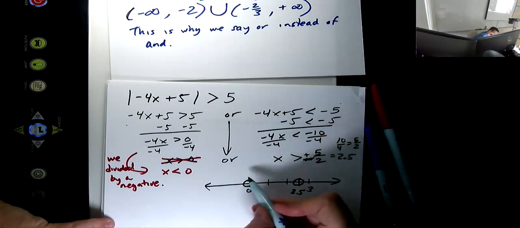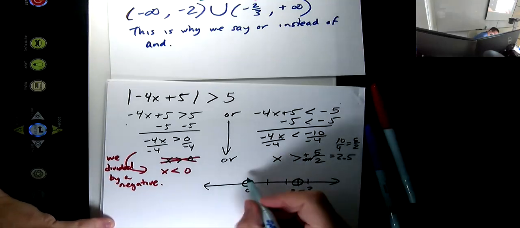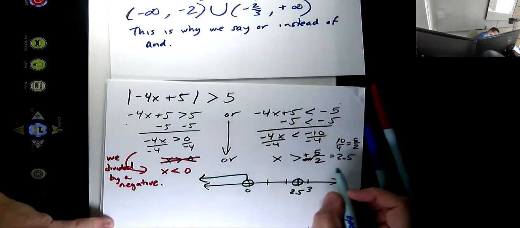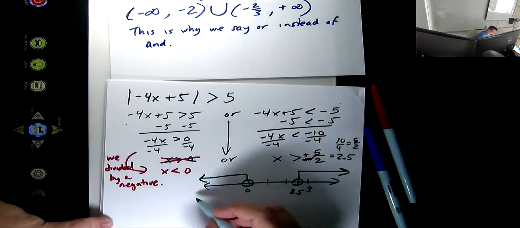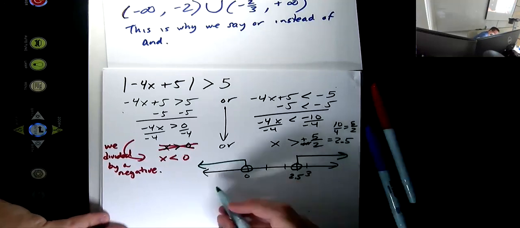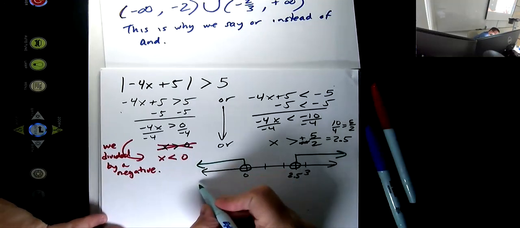We're pointing away, so x is less than 0 like that, and x is greater than 2.5. It still fits the or, even though we threw in a tricky negative sign. Everything still worked out.